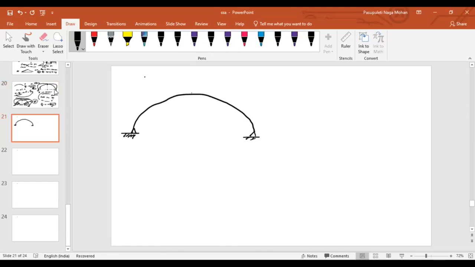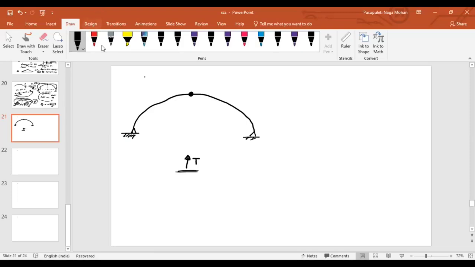Now, let us say there is a 3-hinged arch, and if the temperature rises, can you tell me what happens? What will happen to the arch? Think about it in general and let me know what the effect can be. If there is a temperature rise, the members will try to expand. If the expansion is prevented, then resisting forces will develop.